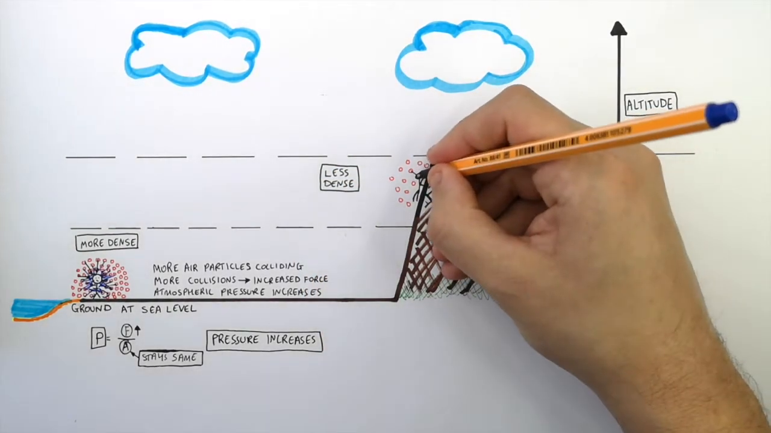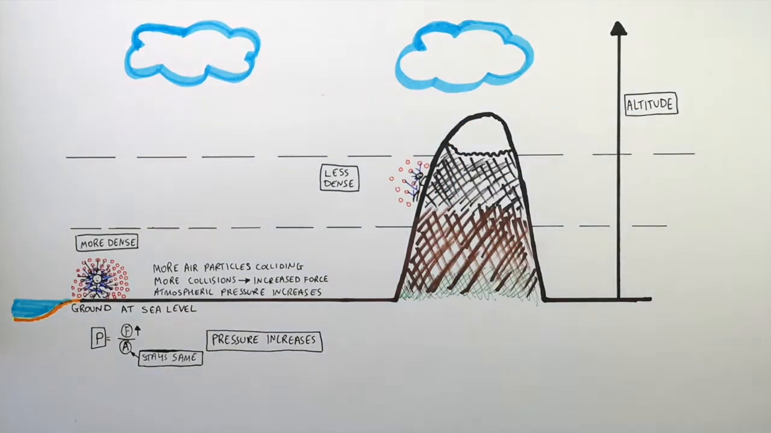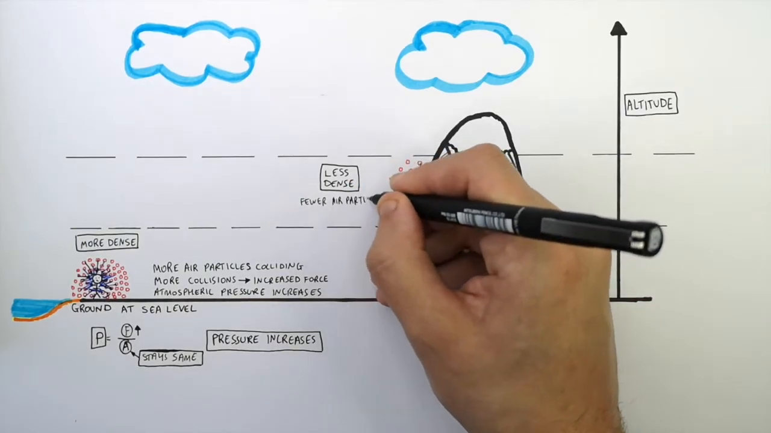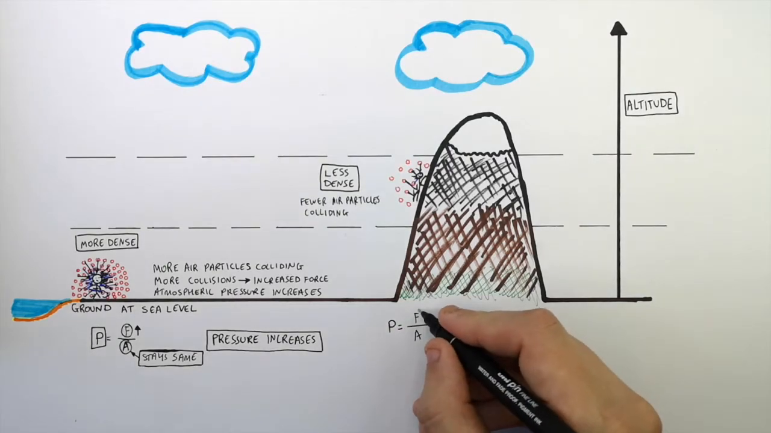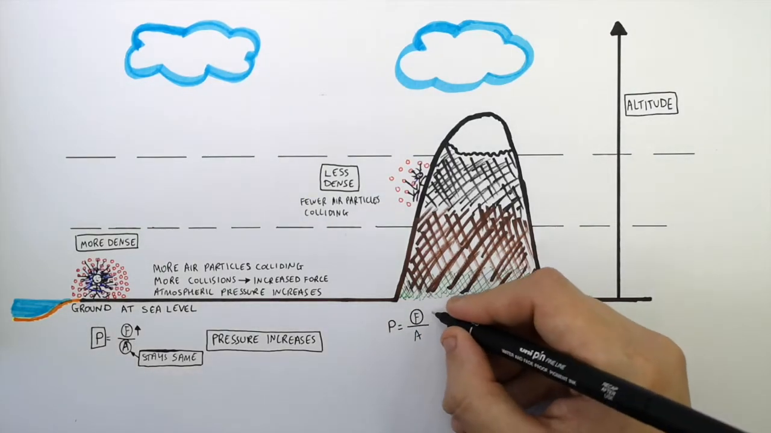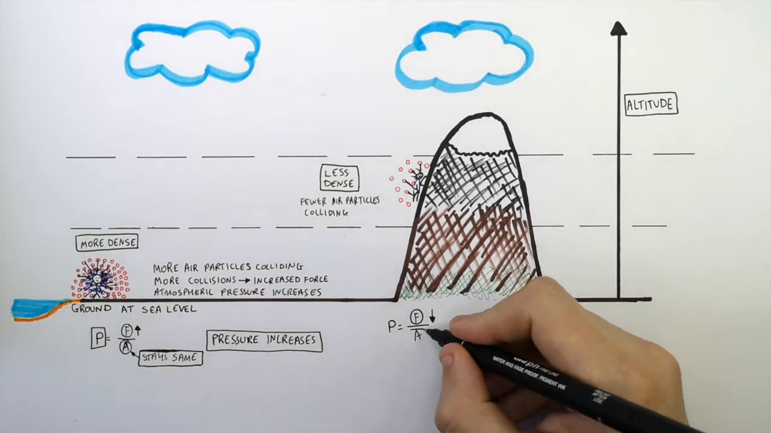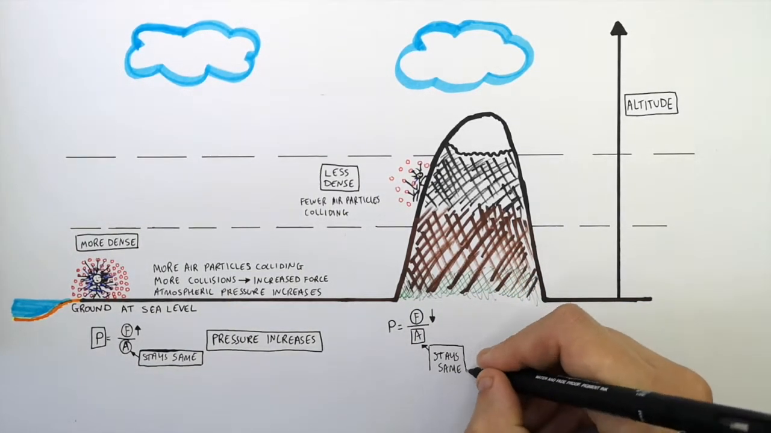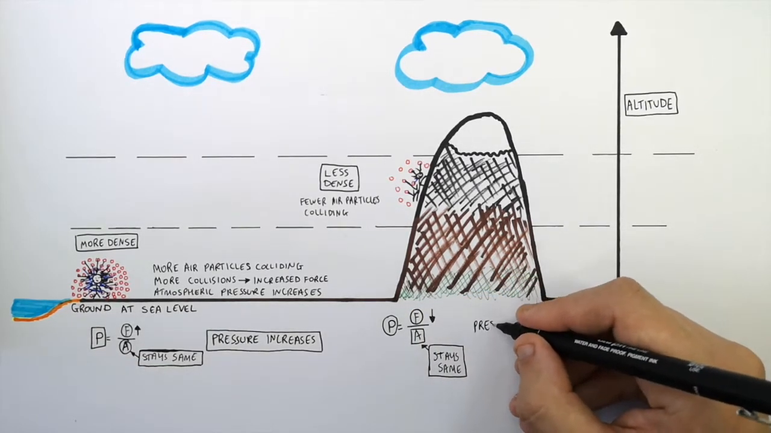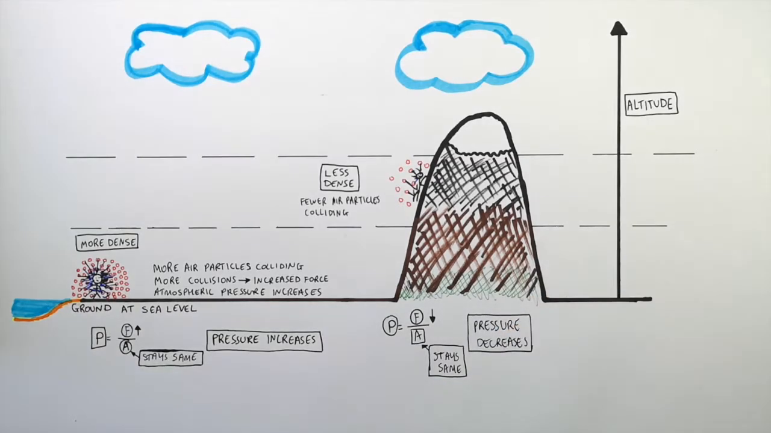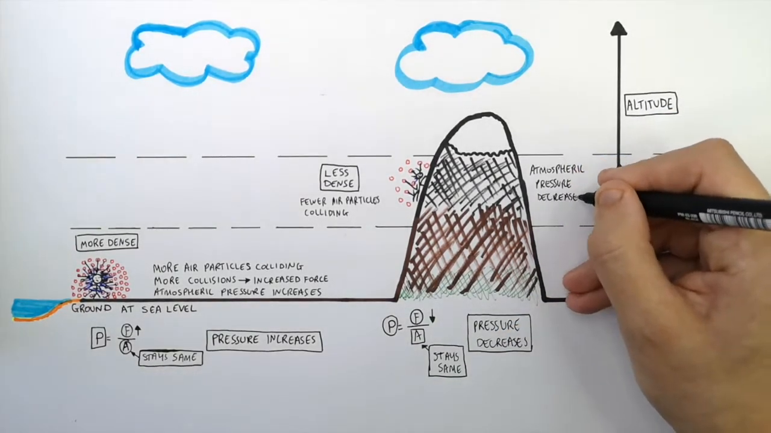Therefore, there are fewer air particles colliding with you at a higher altitude. So if you decrease the force due to the fewer collisions between you and air particles, but the surface area of you remains the same, the pressure is going to decrease. So as your altitude increases, the atmospheric pressure decreases.